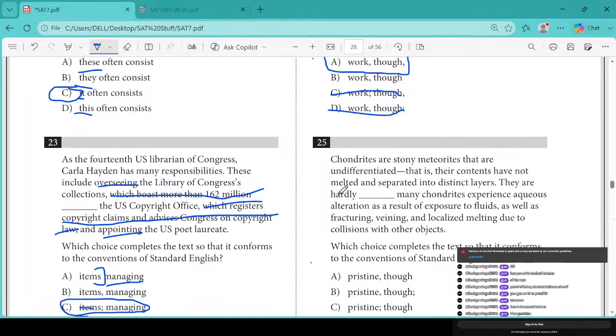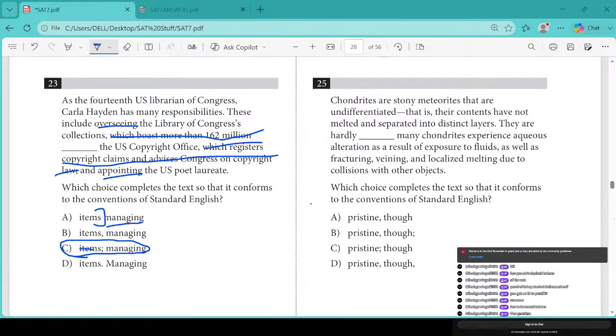Let's move on to question 25. If you have questions, ask me in the chat.